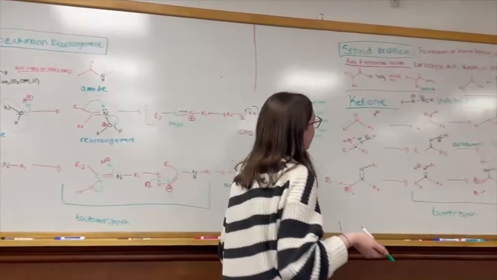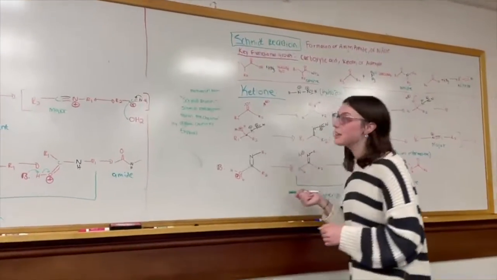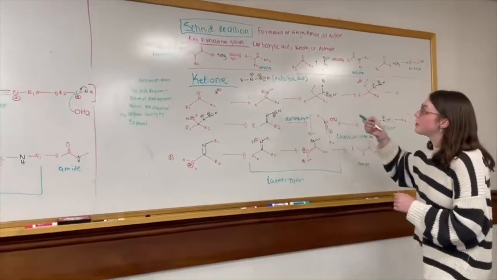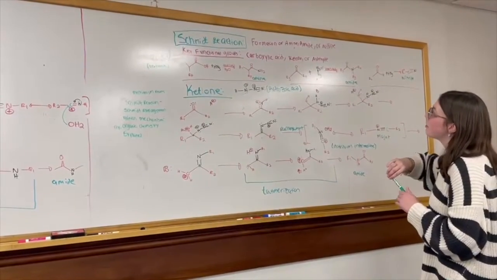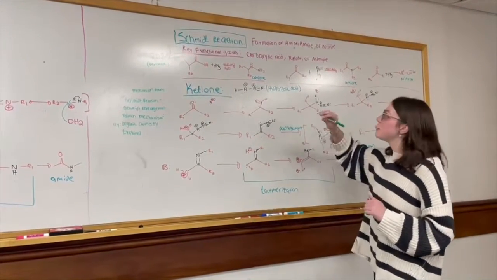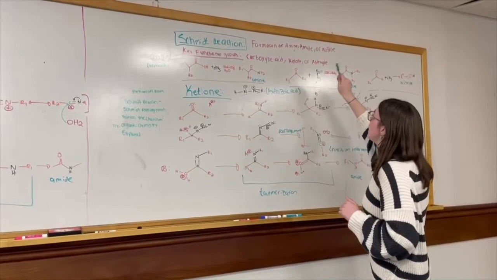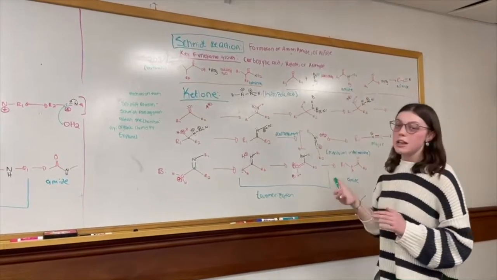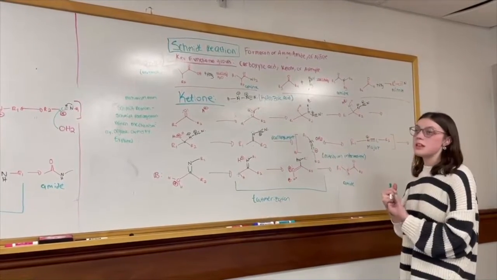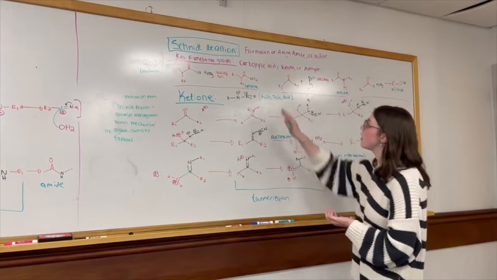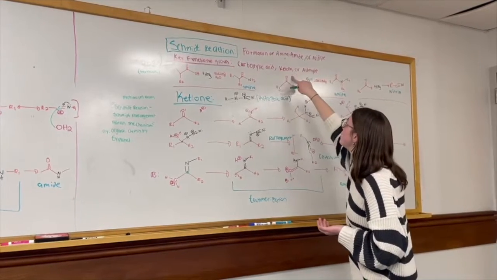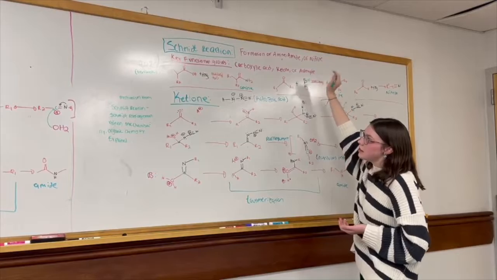Okay. So the next reaction we're going to be doing is the Schmidt reaction. And this results in the formation of an amine, an amide, or a nitrile. And we have three key functional groups that are used in this reaction, and those are the carboxylic acid functional group, a ketone, and an aldehyde.